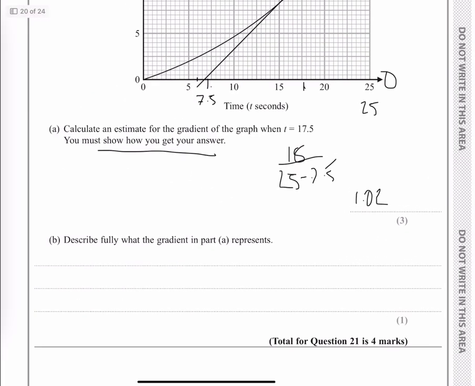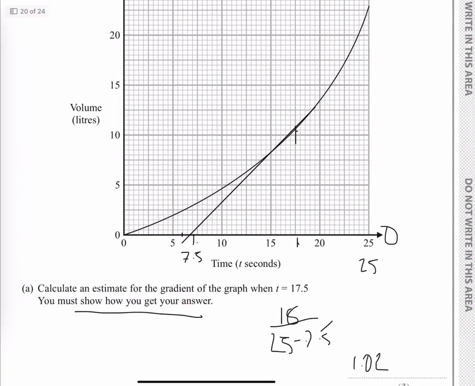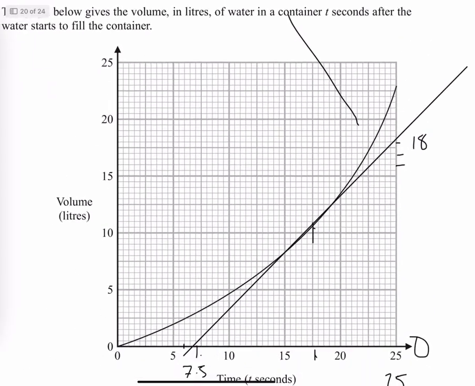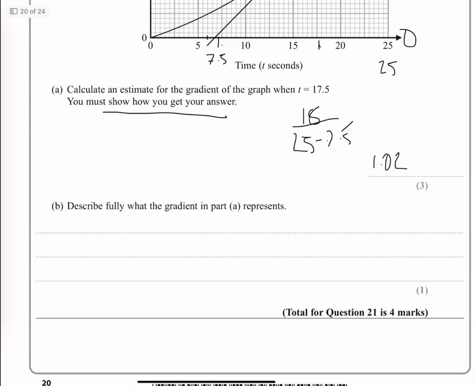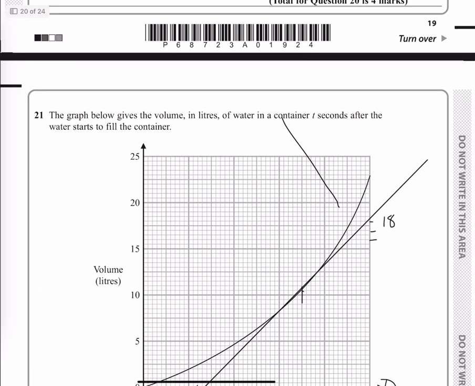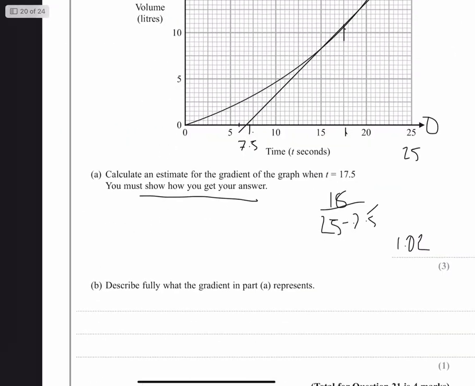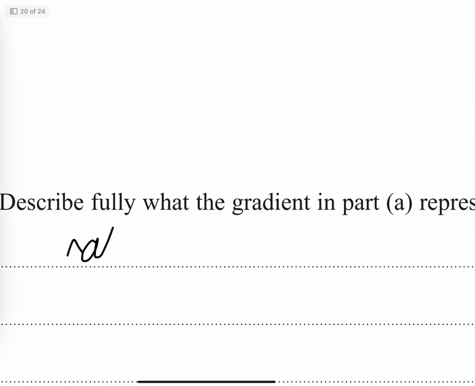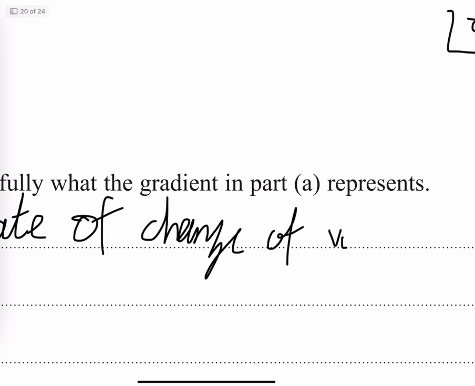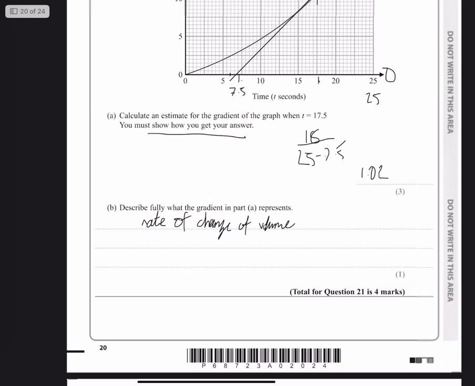And what does this represent? Okay, well, we have volume per time. So it's the rate of change of volume. Rate of change whenever they've made you take a gradient is always a great thing to say. It's almost always going to guarantee you the mark. Okay? Moving on.